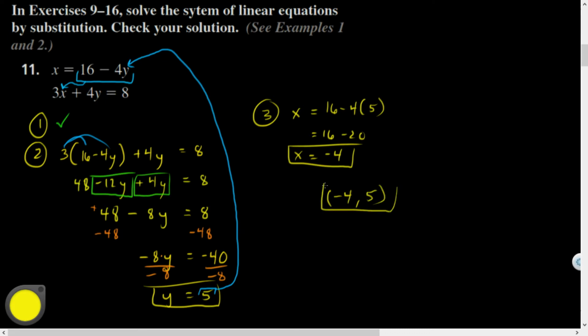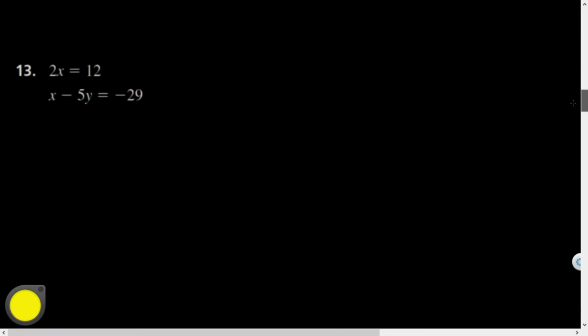You could write that as an ordered pair. That's the combination of x and y that make both of these equations true at the same time. Graphically speaking, it is the intersection of both of those lines. All right, let's look at one more, and then we will continue our adventures.